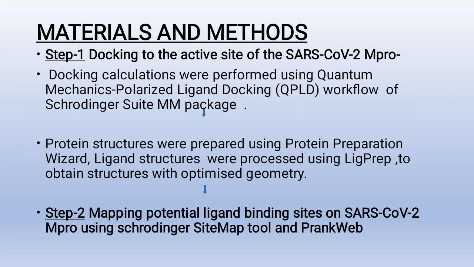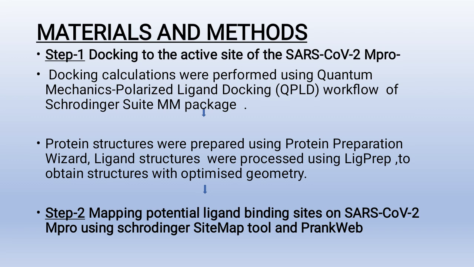Materials and methods. The first step includes the docking to the active site of the virus MPRO. Docking calculations were performed using the QPLD workflow, which aims to improve the partial charges on ligand atoms. Protein structures were prepared using the Protein Preparation Wizard, and then ligand structures were processed using LigPrep to obtain structures with optimized geometry.